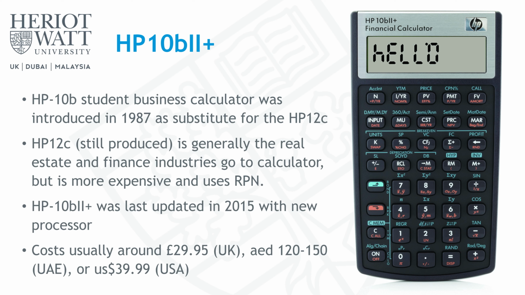The 10B Plus is pretty commonly found throughout the world. Literally taught around the world, from South Pacific, Australia, the US, the UK, and now here in Dubai. And I've found it available in every one of those markets. In the UK, they're generally about 30 quid or under. Here in Dubai, they're usually about 120 to 150 dirhams. In the US, you can usually find them for less than $40.